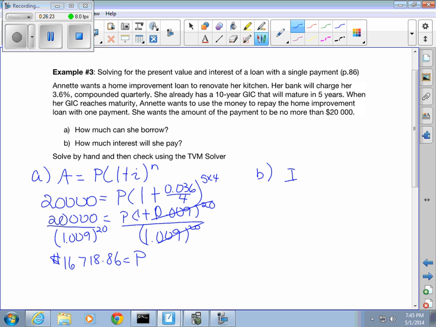So interest is always your future value minus your principal. We have 20,000 is what her future value was going to be, and her principal was $16,718.86. So she's looking at paying $3,281.14 in interest.